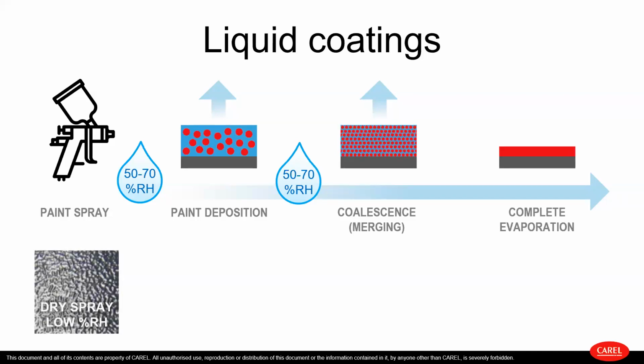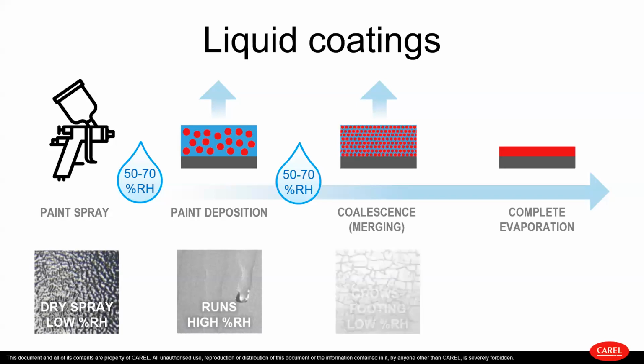A low percentage of relative humidity, especially in the spraying phase, could lead to dry spray because, for example, the particles that are going out from the nozzle of the gun get dried before reaching the surface. So this could lead to non-uniform deposition. On the contrary, if humidity is too high, for example, at 80% or higher, during deposition the paint is not evaporating rapidly enough, and it can form some runs that go down by gravity.